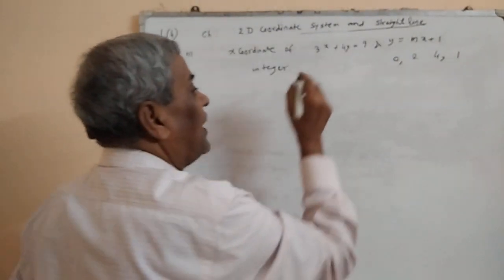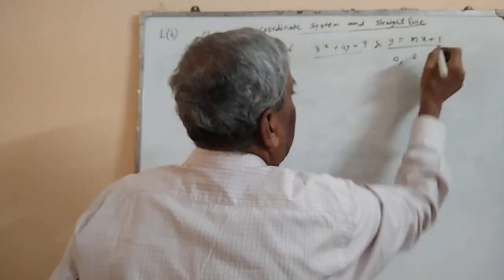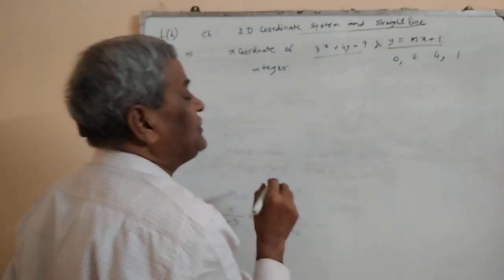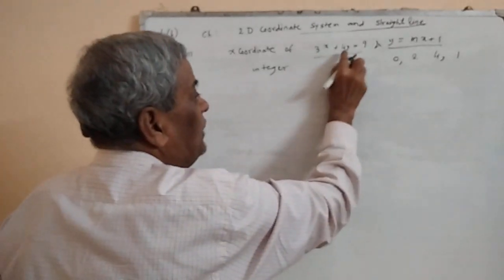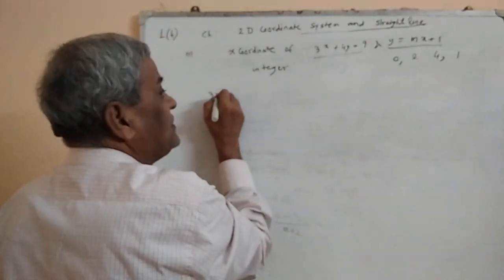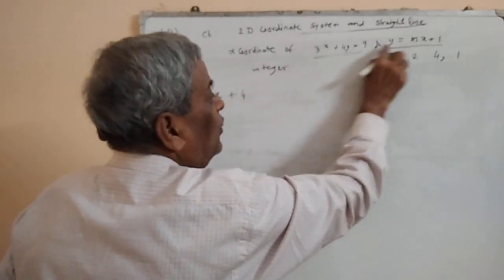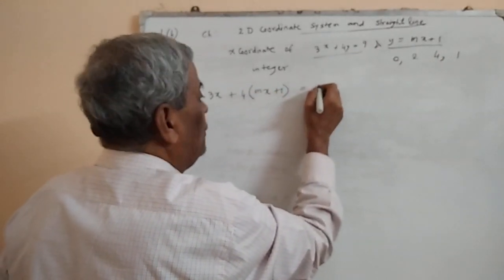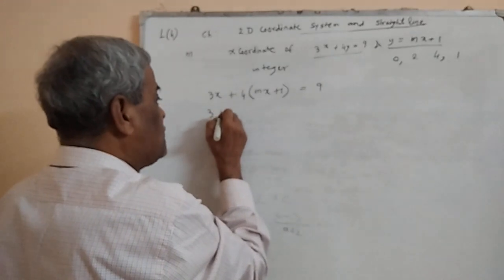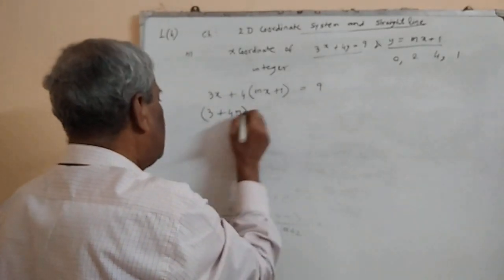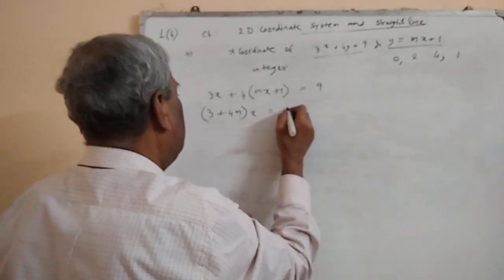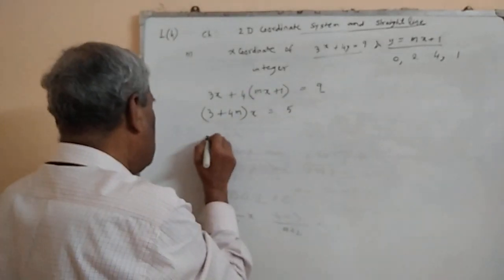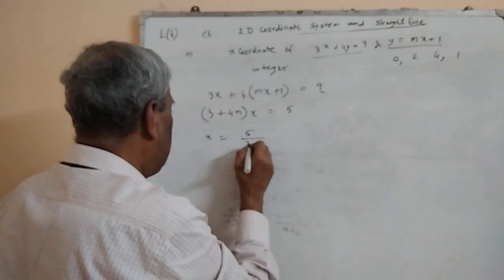Let us discuss. This is a straight line, this is a straight line. They must have one point of intersection, and the x coordinate of that point can be obtained by solving this and that. That is 3x plus 4y, where y is nothing but mx plus 1, is equal to 9. That is (3 plus 4m) into x will be equal to 5. This is 9, this is 4, so 9 minus 4 is 5. Then x is equal to 5 by (3 plus 4m).